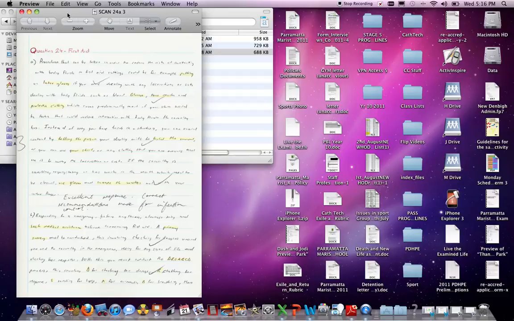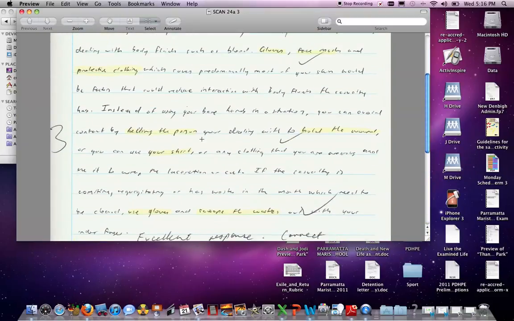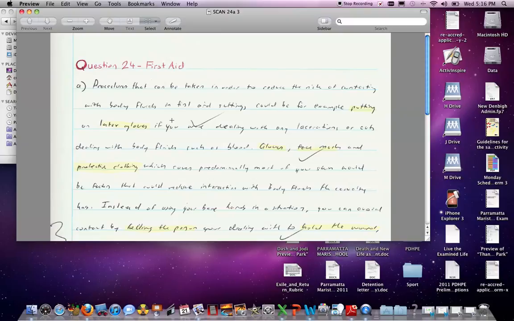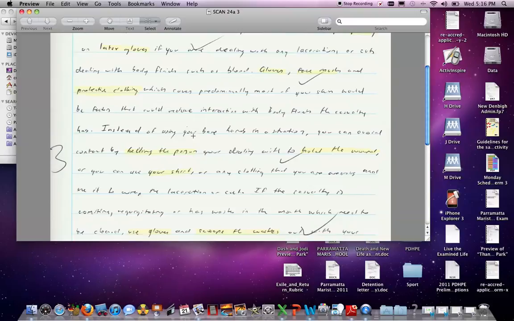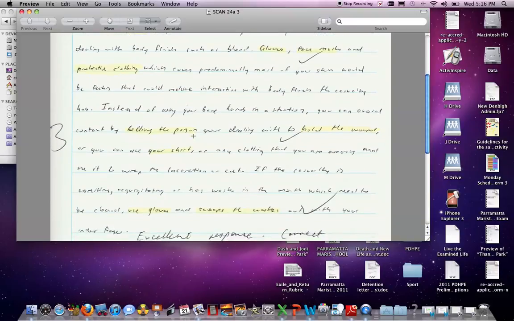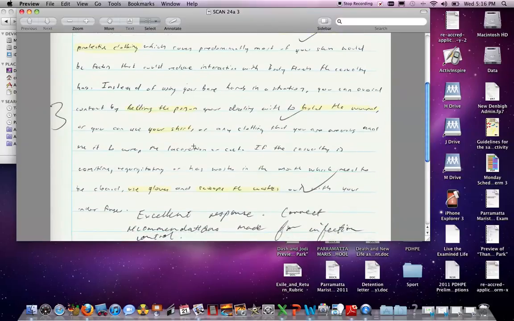If we look at the third example, again notice with all these, the use of the highlighter makes it very clear to the marker what we're talking about in the answer. Latex gloves, face mask, protective clothing, obvious there to the marker without having to read through the whole answer. Cleaning of the person, they could use your shirt. That's a good initiative there, and use of gloves.